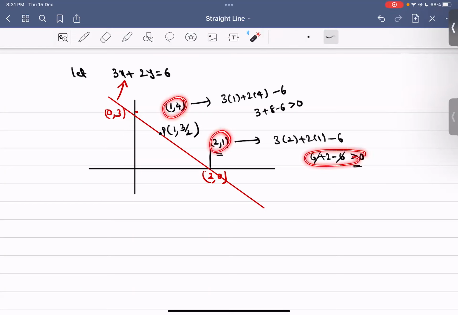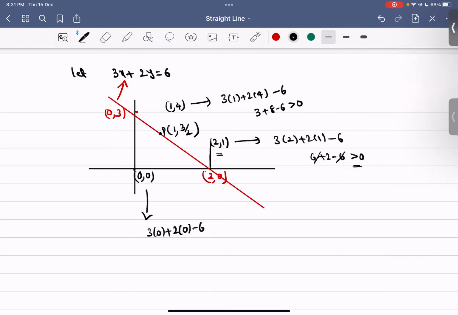Means, suppose for any one of the points on this above side, the expression is positive, means for all the values the expression must be positive. So now you see downward, below, you take some point (0, 0). Now you substitute (0, 0) in the line equation, then what you get is 3 into 0 plus 2 into 0 minus 6, which is less than 0.